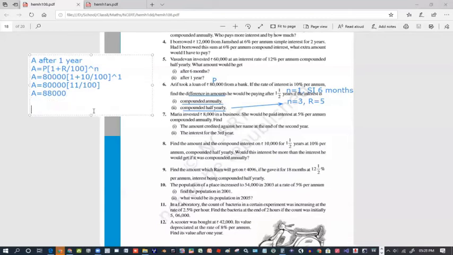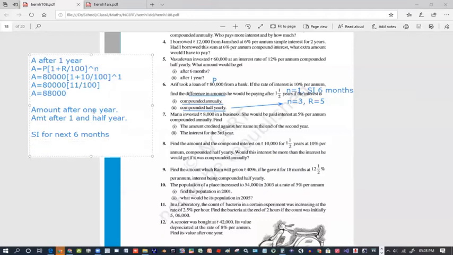So what will be the CI? No, this is the amount after 1 year. But we have to find the amount after 1.5 years. So for the next 6 months, you have to find simple interest.